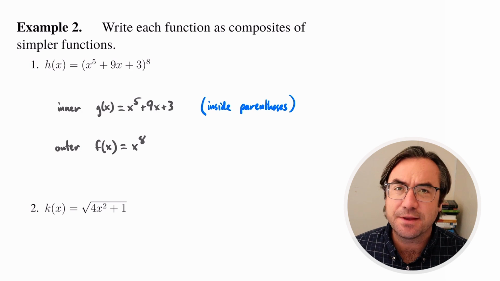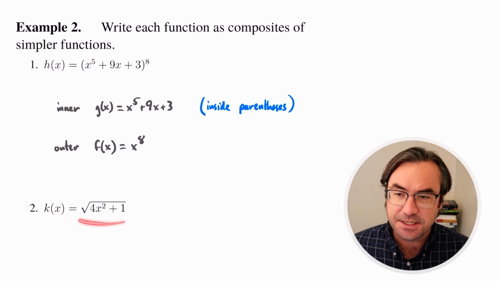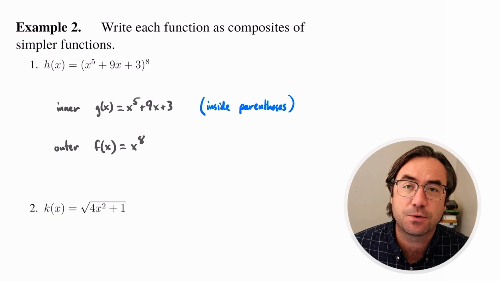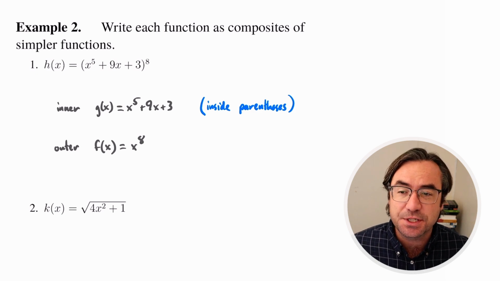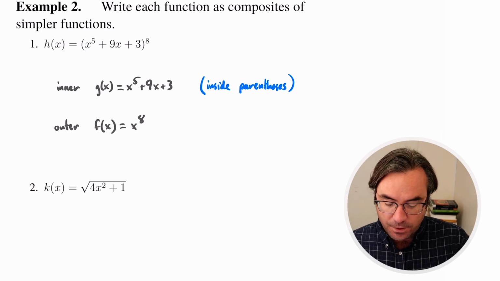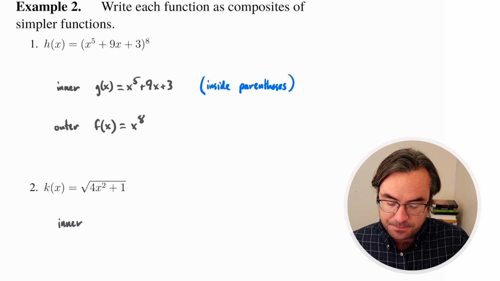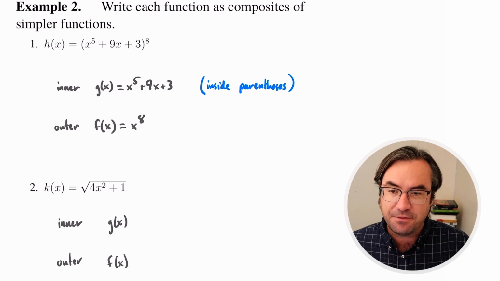All right, let's try the next one. So for the next one, we have this function k of x, and it's equal to the square root of 4x squared plus 1. Again, we want to write this as the composition of two simpler functions. So we want to think of what's going to be the inner function and what's going to be the outer function. So the inner function, again, kind of stick with the same names. We'll call it g of x, and we'll call our outer function f of x.